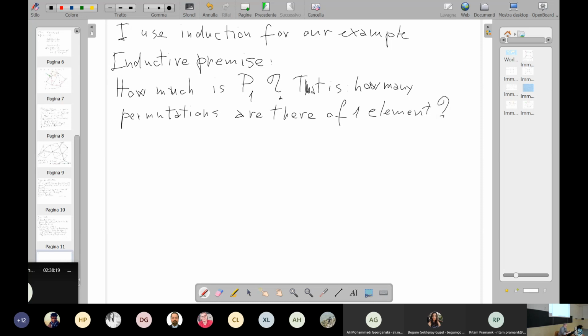As I told you, generally the inductive premise is very easy. If I have just one element, I can put it in a row in just one way. P1 equal to 1, which is actually equal to 1 factorial. Okay, so the inductive premise is done. Now, inductive step.